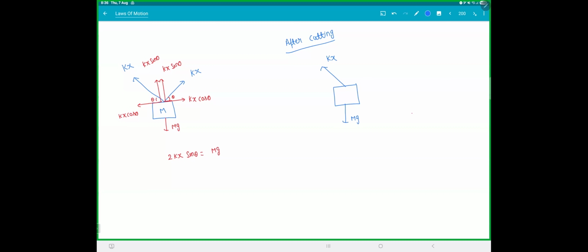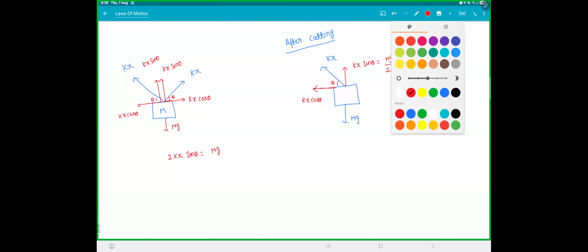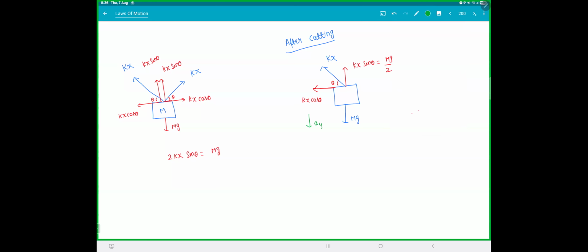Now remember, this won't go in a circle because the spring can stretch also and it can move also. So now take the forces. This will be kx cos theta and this will be kx sin theta. And kx sin theta is nothing but mg by 2. So this block will have acceleration in two directions, a vertical and a horizontal acceleration. So kx cos theta will be mass into acceleration. So ax will be, kx is how much? mg by 2 sin theta, so g by 2 cot theta. So take kx from here and substitute.